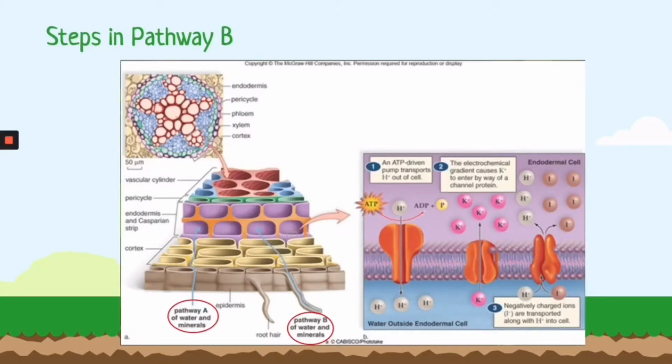Firstly, an ATP-driven pump removes hydrogen ions from the cell. This establishes an electrochemical gradient that allows potassium and other positively charged ions to cross the membrane via channel protein. Next, negatively charged mineral ions, such as NO3 negative, can cross the membrane by way of a carrier when they co-transport with hydrogen ions, which are diffusing down the concentration gradient.